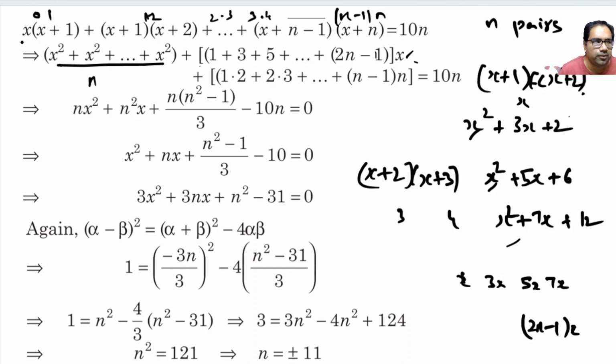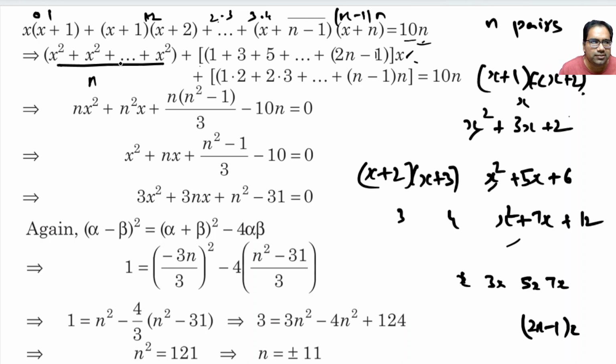The constant terms: the first term is 0 into 1, then 1 into 2, 2 into 3, 3 into 4, likewise till n minus 1 into n. That is 1 into 2, 2 into 3, 3 into 4, 4 into 5, likewise n minus 1 into n. The first one is 0, that's why we are ignoring that. Now, all this should be equal to 10n.